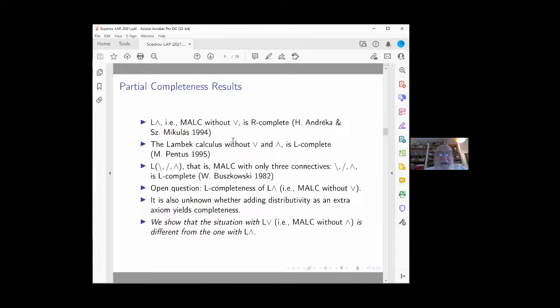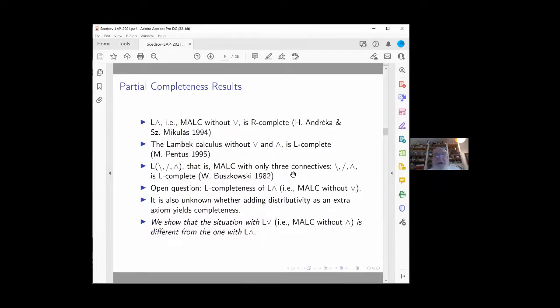Now, the calculus without the disjunction and conjunction, that is to say, the multiplicative calculus, or in fact, the calculus as Lambek presented it, is L complete. It's one of the wonderful papers by Matti Pentus, this one from 1995. The calculus with only 3 connectives. So the fragment with only 3 connectives, left division, right division, and additive conjunction, is known to be L complete. This is Buszkowski, 1982.